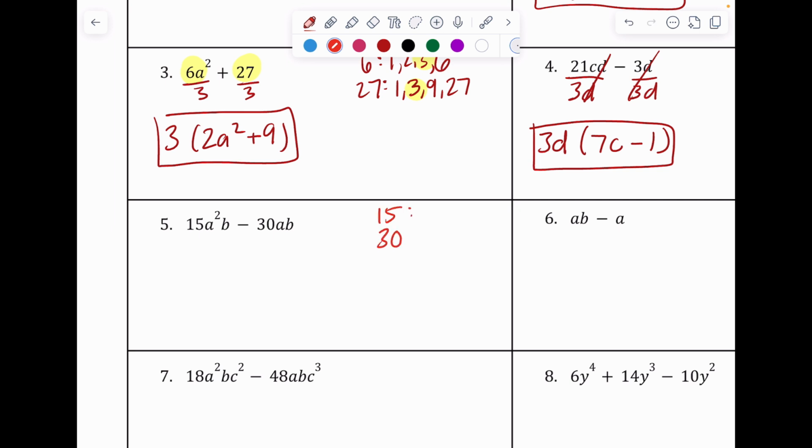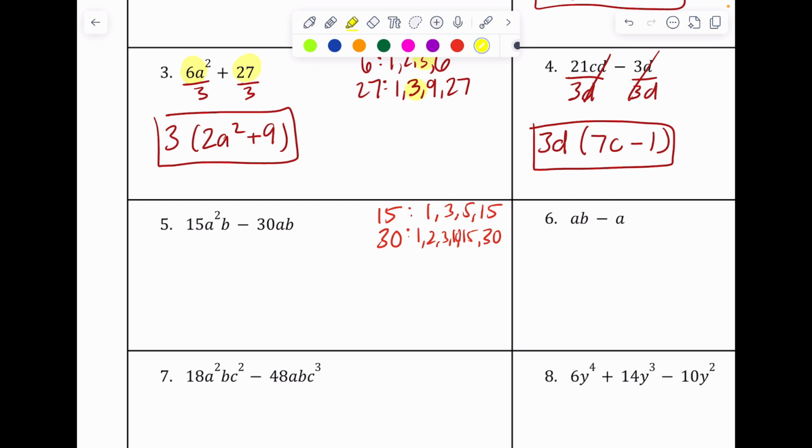Okay, what numbers go into 15? 1 times 15, 3 times 5. What numbers go into 30? 1 and 30, 2 and 15, 3 and 10. Okay, so what's my greatest common factor here?